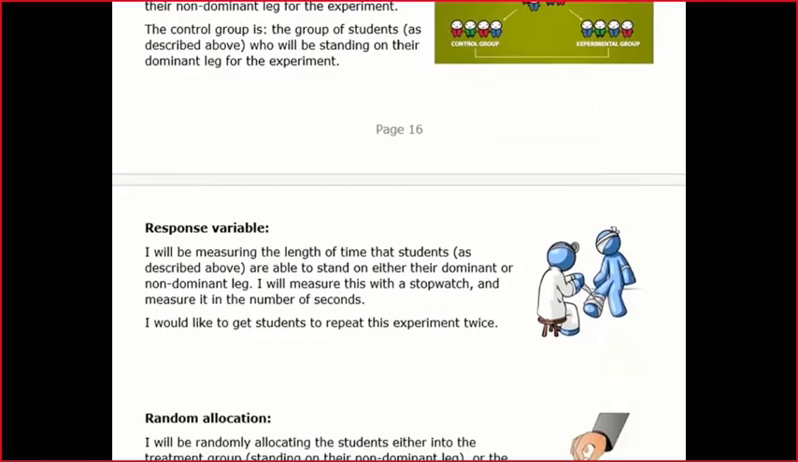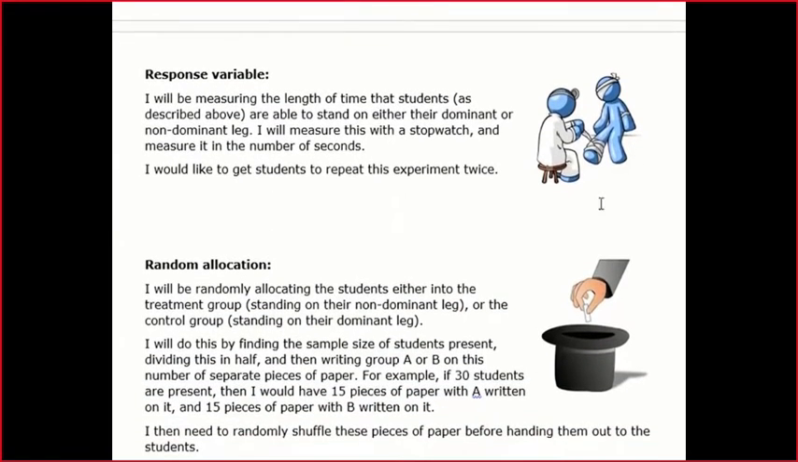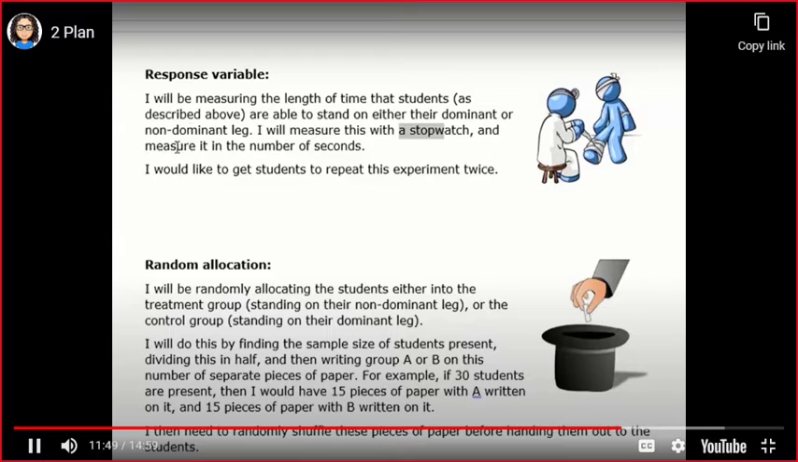I then need to define the response variable. So what's the response that we're going to check? In this case, I'm measuring the length of time that they can stand on that leg. And I'm going to measure it using a stopwatch. So I'll see what tool I'm going to use. And I need the units. I'm going to be measuring it in seconds.